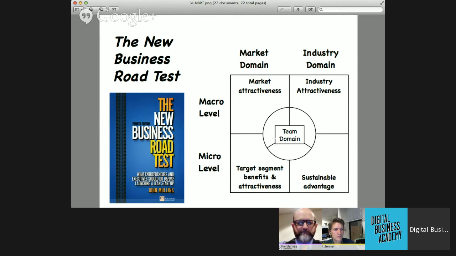So macro affects the competitive landscape as a whole. Micro are things that relate more to our particular business itself, things we'll find on our own business model canvas. I think that explains it. That's an attempt, at least.